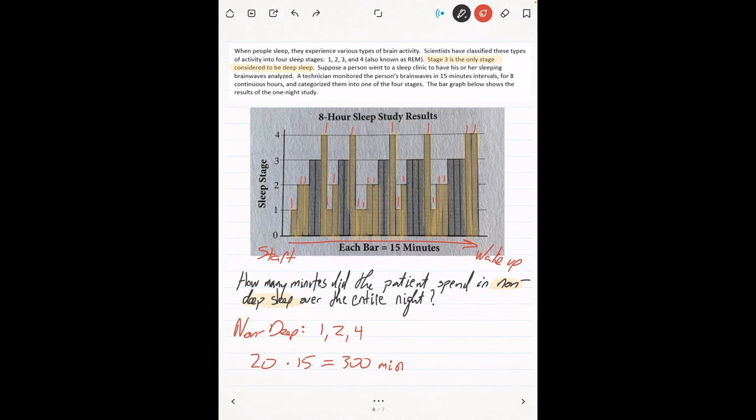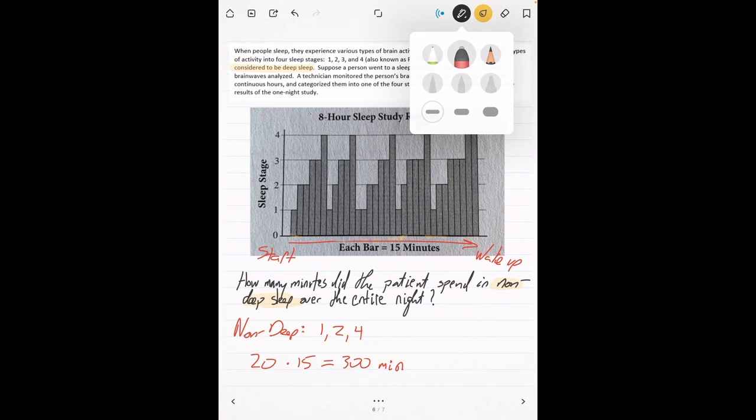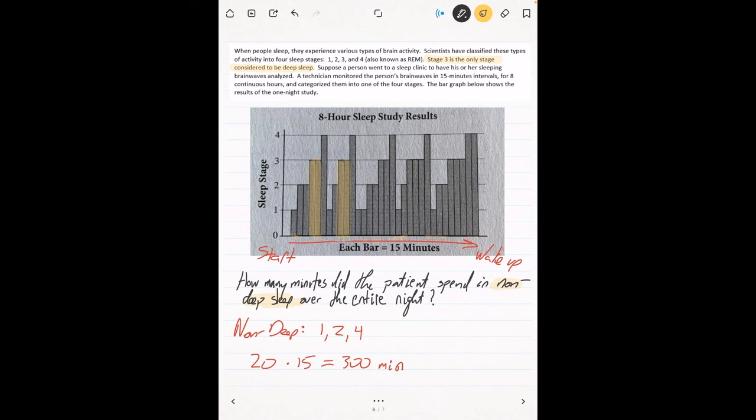Some people would say that's fine, to add up all these times, to actually go through and figure out how many intervals you are in non-deep sleep, but there's quite a bit of them to count, and this is kind of a tiny graph. Maybe instead of counting the non-deep sleep, count how many times you were in deep sleep. 1, 2, 3, 4, 5, 6, 7, 8, 9, 10, 11, 12.